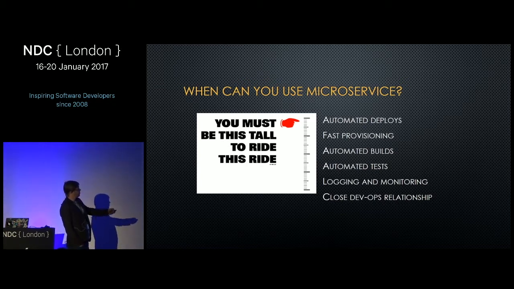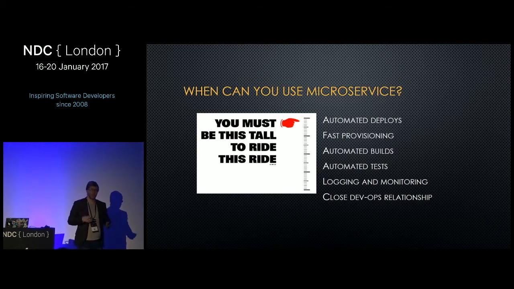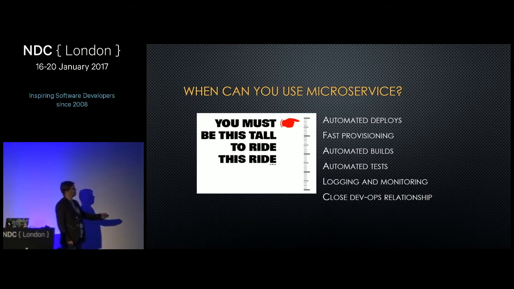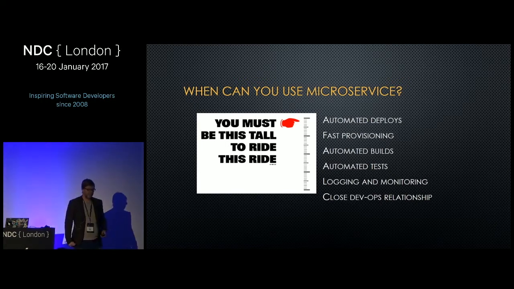And then moving up, you need to be quite good at automated tests and automated builds. So you have to have that set up. You run your tests, you run your builds, and you can see if it's successful or not. So that's the CI, continuous integration part. And then on top of that, you probably also need some automated deployments, and along with that, fast provisioning of things.